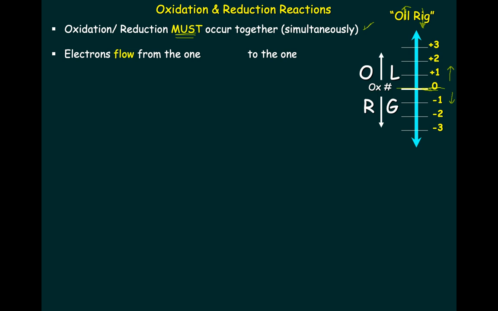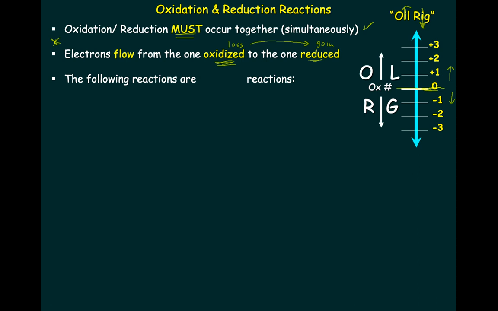Okay, electrons are going to flow from the one that's oxidized, because it's going to be the loss, to the one that's reduced. Again, that's a gain. So the electrons will flow from the one that's oxidizing to the one that's reduced. Okay, the following are redox types of reaction. Again, the word redox comes from the idea of oxidation and reduction. So that's how we're going to do this.